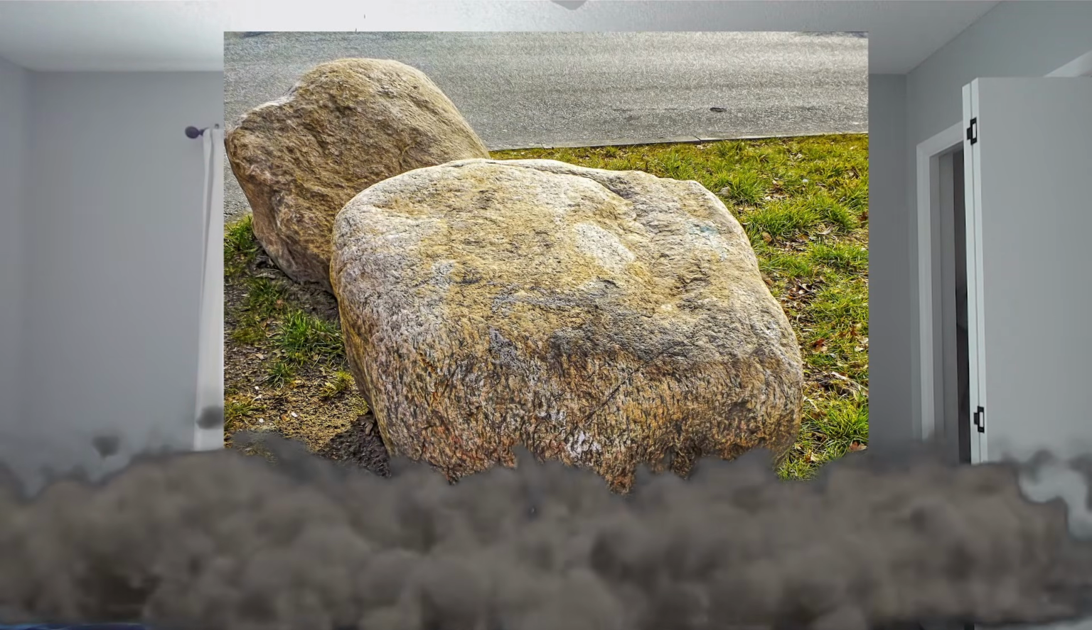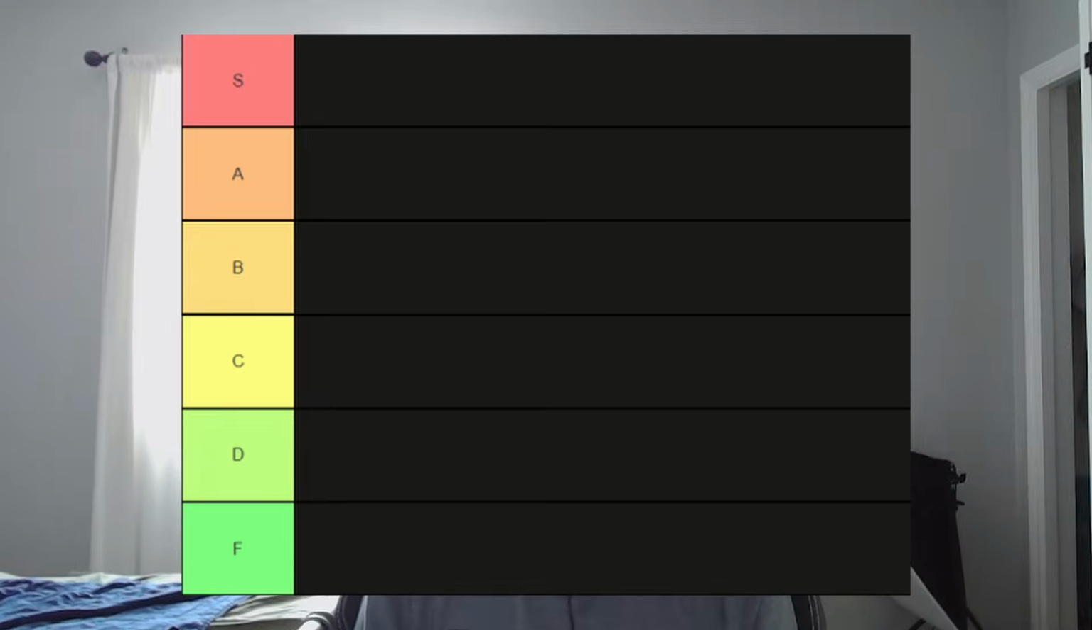The English alphabet is the cornerstone of the English language. However, not all letters are created equal, which is why today I am going to be ranking every letter from A to Z on a tier list from S to F.